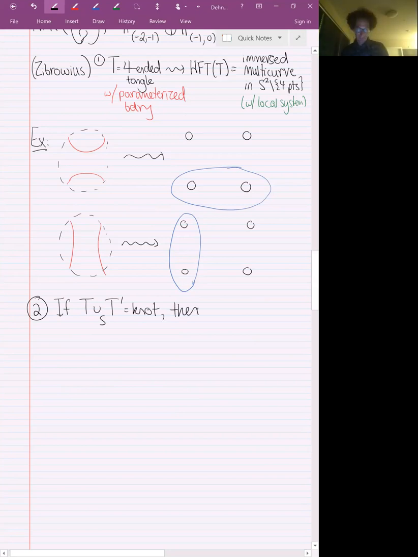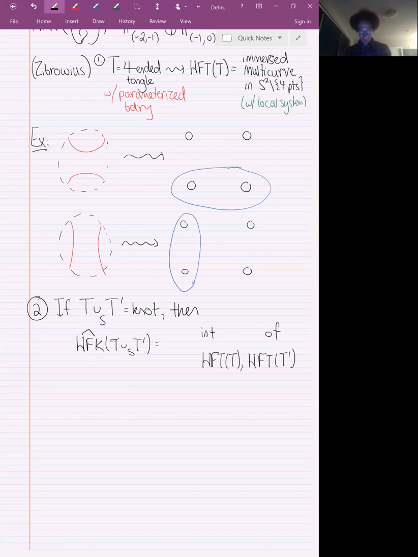Well, then we can compute the knot Floer homology of this knot, T union_S T prime, in terms of the intersections of HFT of T and HFT of T prime. And we can do this in a way that knows about the bigradings. For this talk, I don't want to go into too much detail on that. Maybe we'll just be interested in the dimension of the knot Floer homology. And in that case, what we do is we compute the minimal intersection number of HFT of T. And again, we have to make some minor adjustments to get this exactly right.